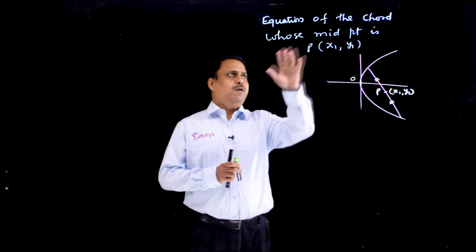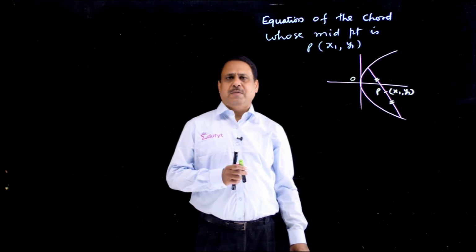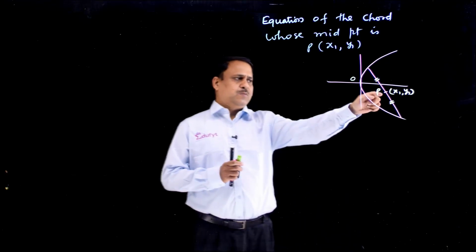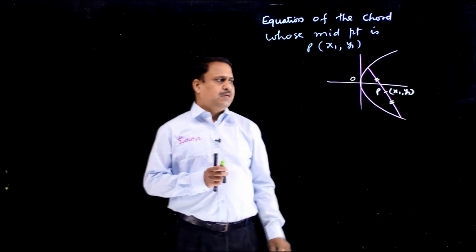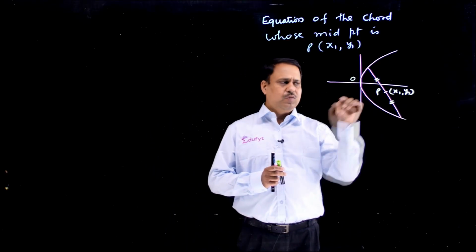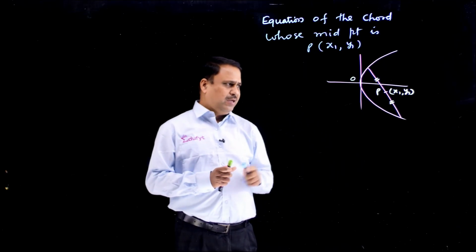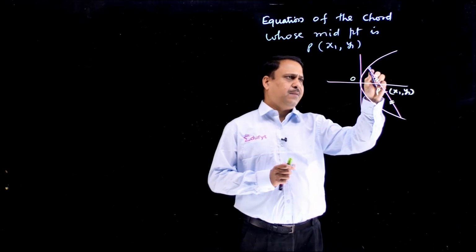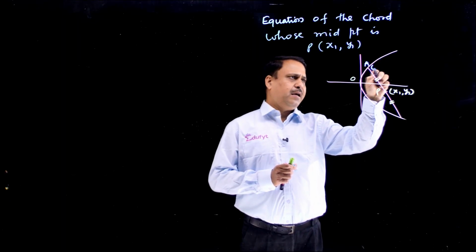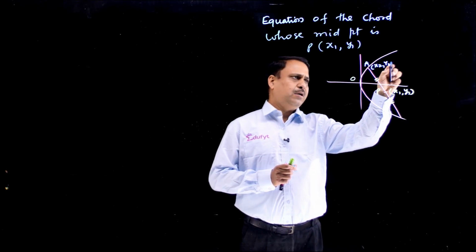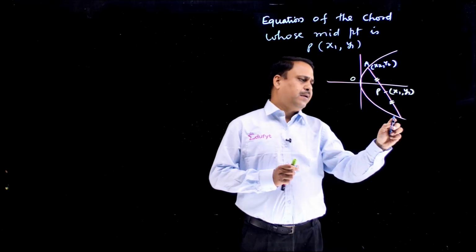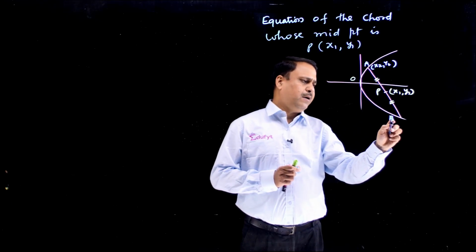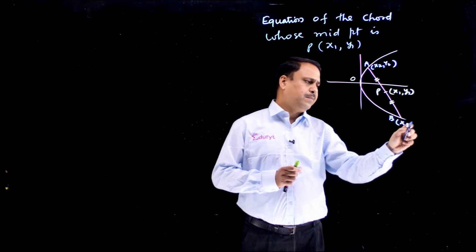Equation of the chord whose midpoint is given. That means from this point infinite chords can pass, but there will be only a unique chord whose midpoint is this. So in this, let us consider this chord is intersecting the parabola at A(x2, y2) and B(x3, y3).